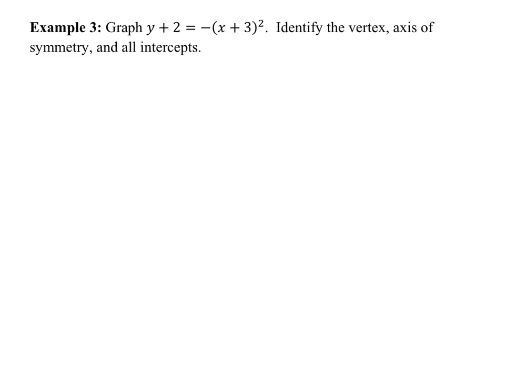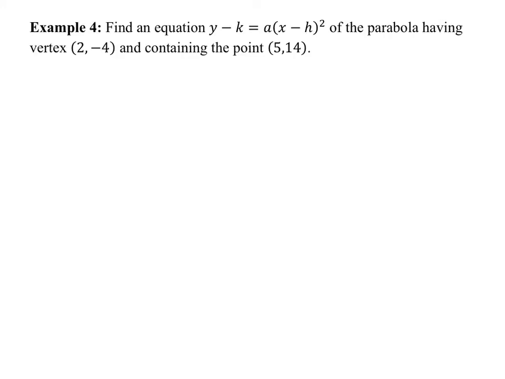Okay, so for one like this where it says, find an equation in the form y minus k equals a times the quantity x minus h squared if the parabola has a vertex of (2, negative 4) and has a point (5, 14). So in this problem, I'm telling you the vertex and I'm giving you a point and I'm asking you to come up with the equation. So if I know the vertex, what can I do automatically? Substitute for h and k. Plug them in. So let's go ahead.